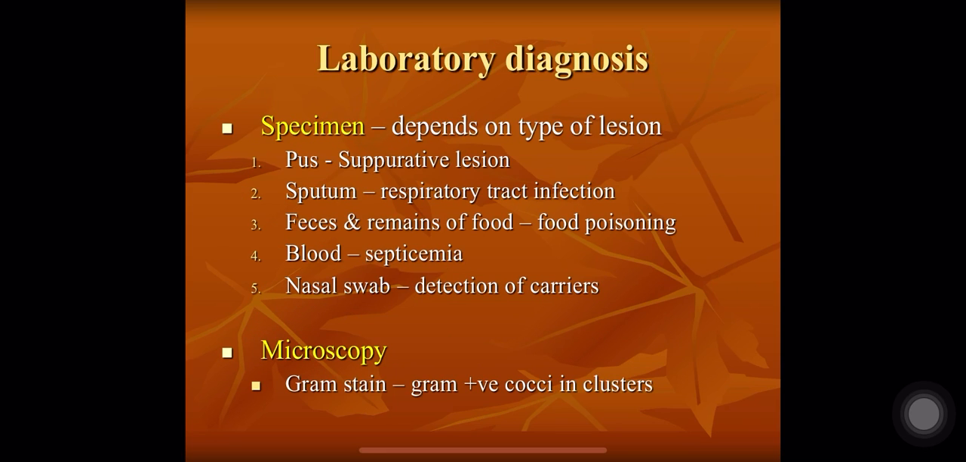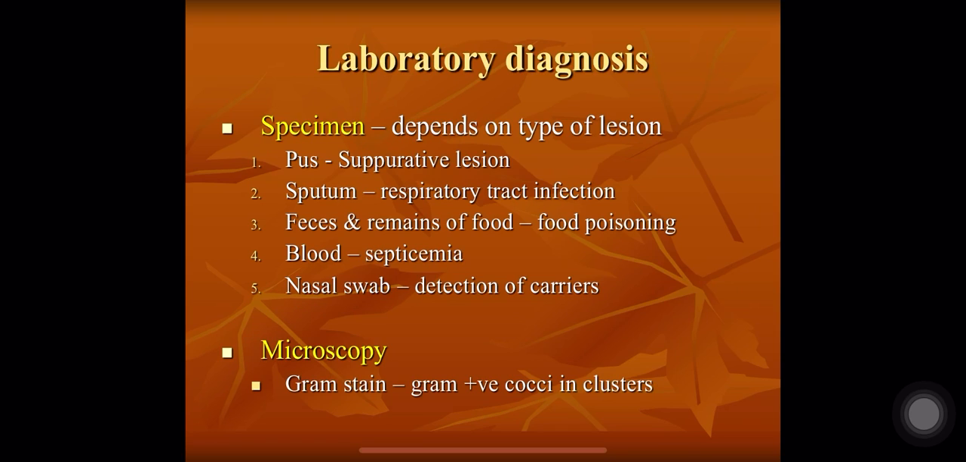Lab diagnosis of staphylococcal infections includes specimen collection, specimen transport, and then processing. Collection of specimen depends on the type of lesion: pus in case of suppurative lesions, sputum in respiratory tract infections, feces and remains of food in case of food poisoning, blood in case of septicemia, nasal swab for detection of carriers. After collection, the specimen is transferred to the laboratory as fast as possible.